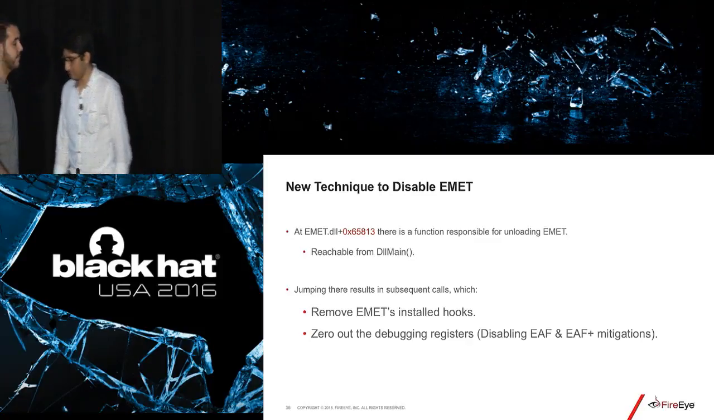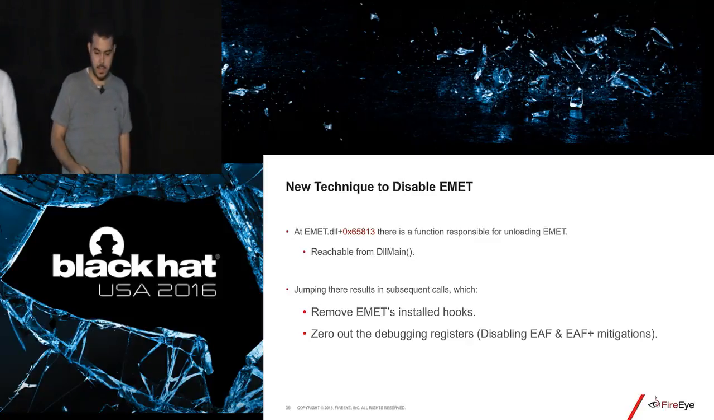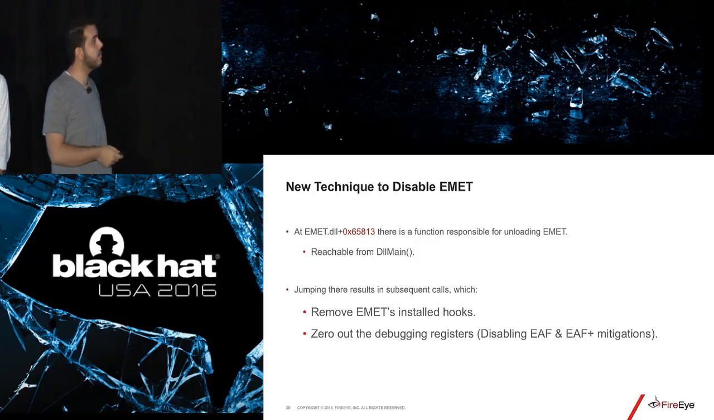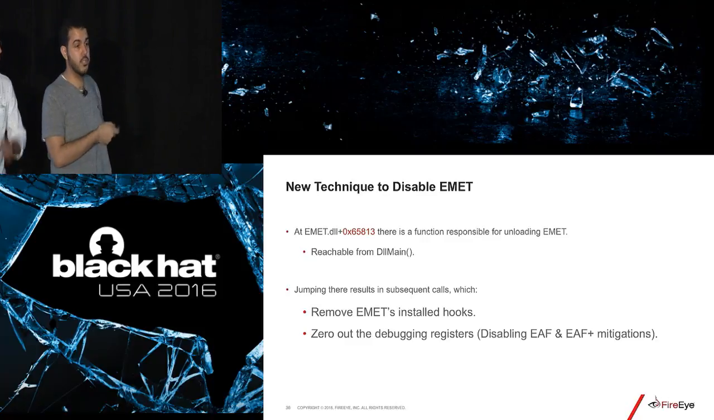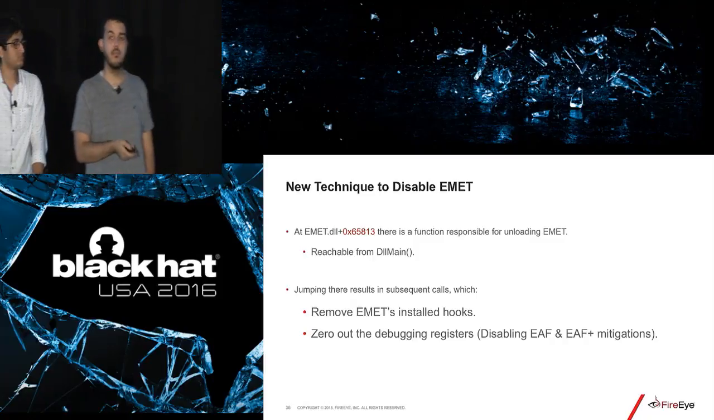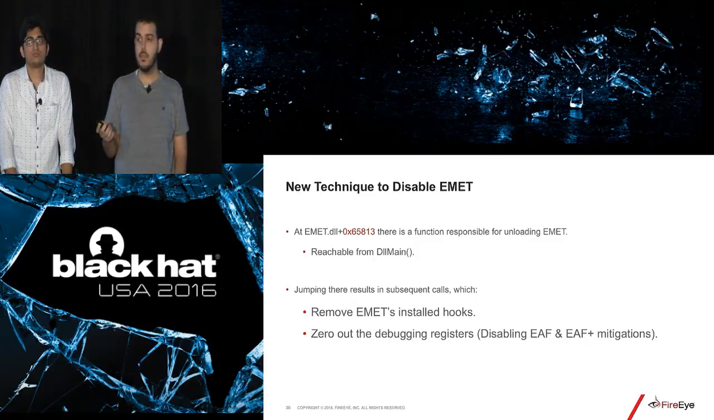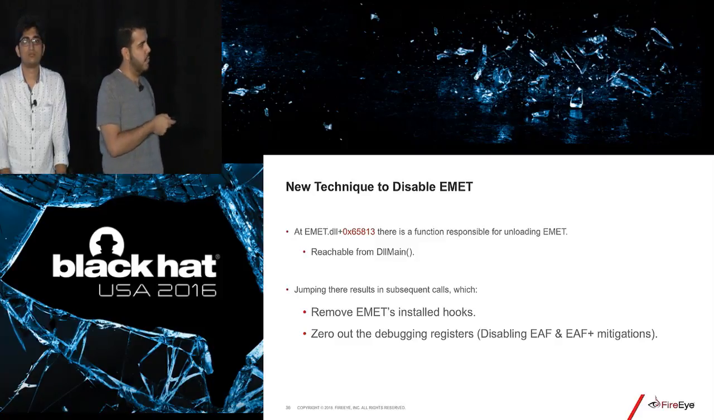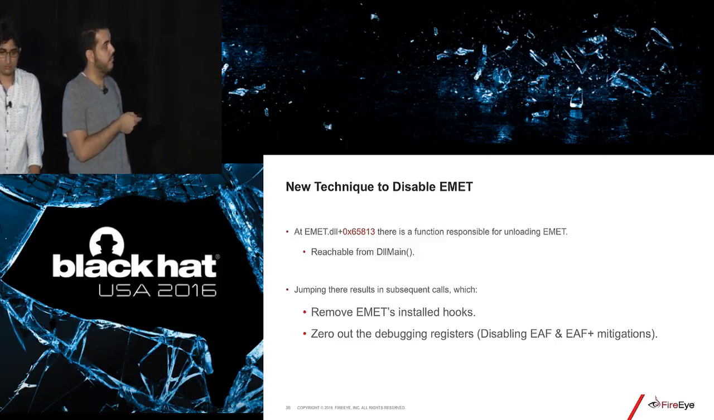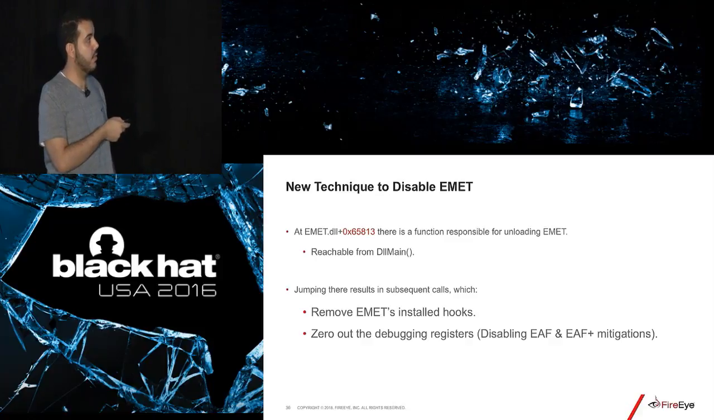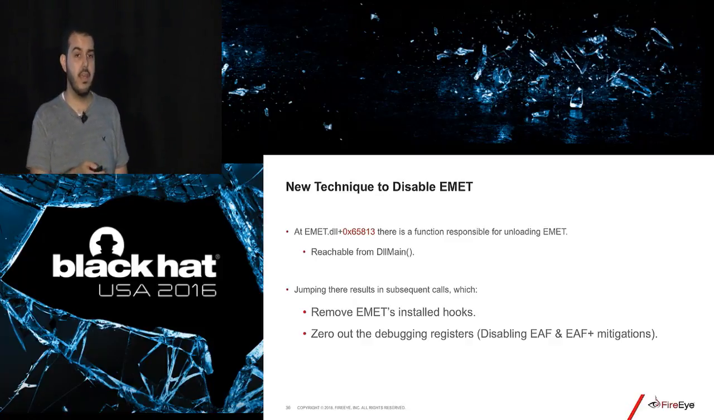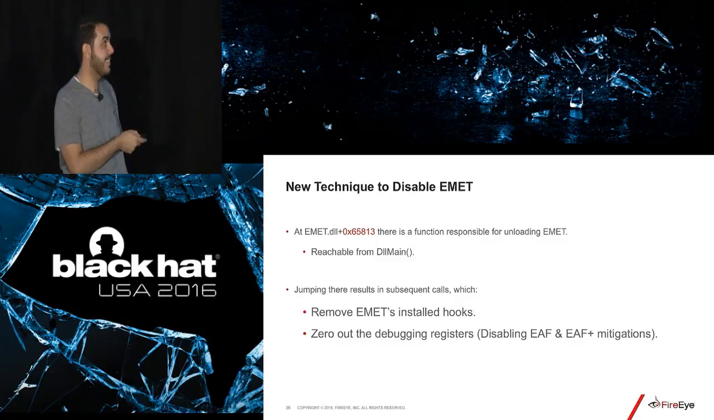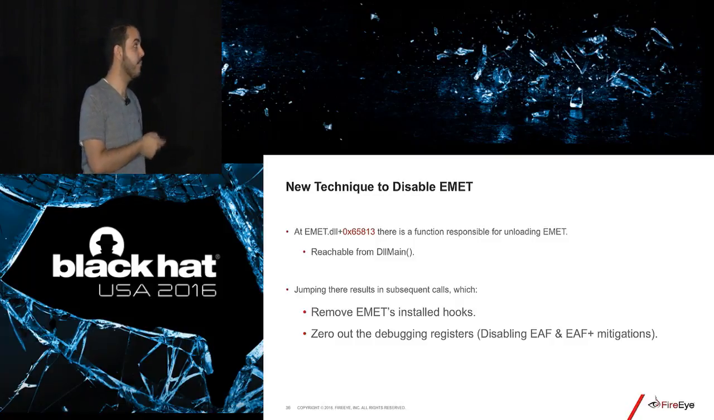So we will talk now about the new technique to disable EMET using EMET. We found there is a portion of code at this offset of the EMET DLL that unloads EMET protections and removes them completely out of the memory. So instead of jumping directly to this offset, we can reach this code from the DllMain when the right parameters get passed to the DllMain.